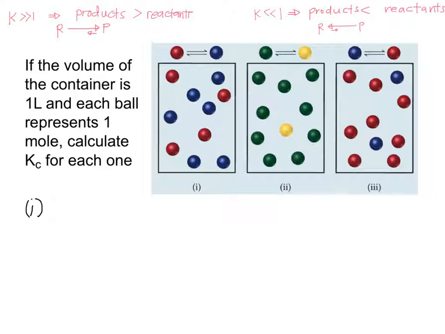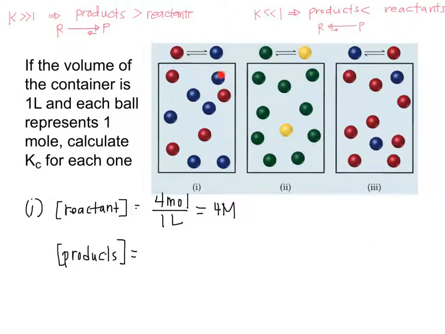So let's first calculate the concentration for each one's reactants and products. In the first box, the reactants, there are 1, 2, 3, 4 moles in a 1 liter container. Therefore, the concentration is 4 molar. And for the products, there are 1, 2, 3, 4, 5, 6 moles in the 1 liter container.